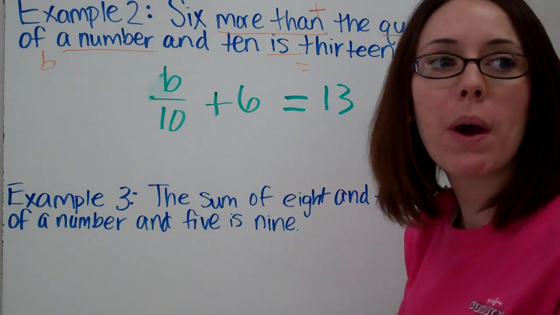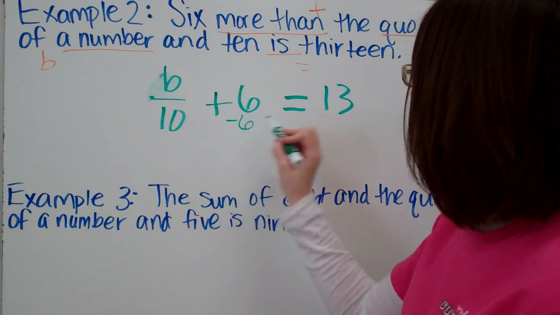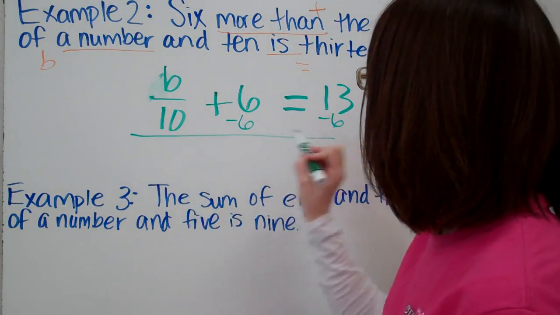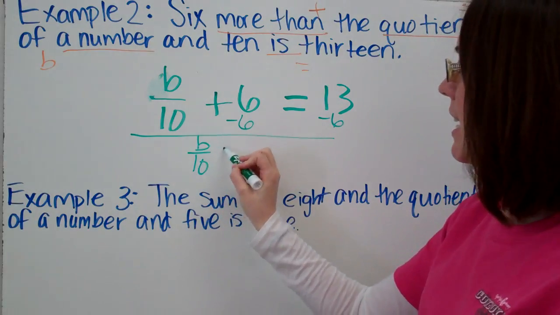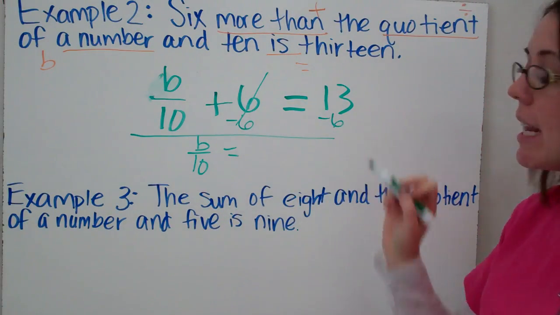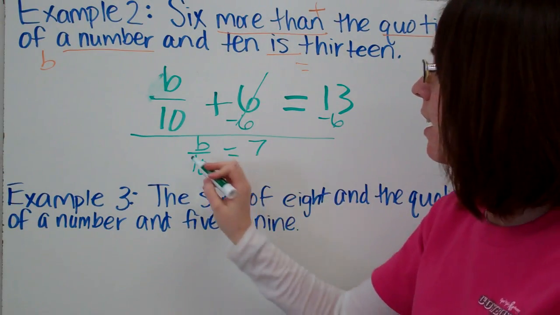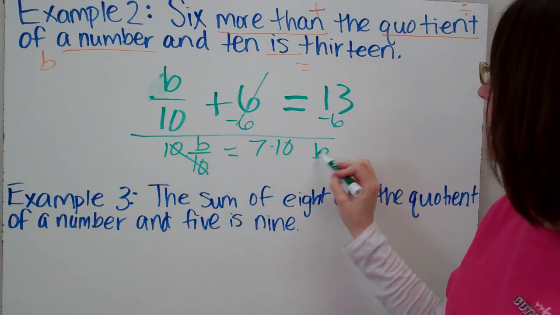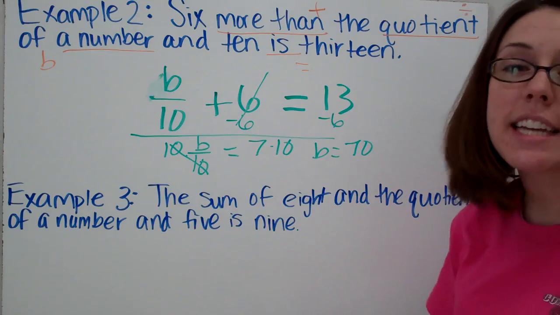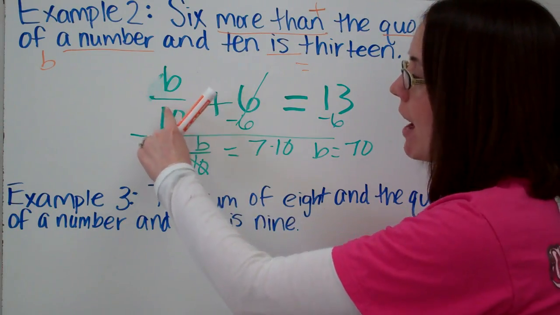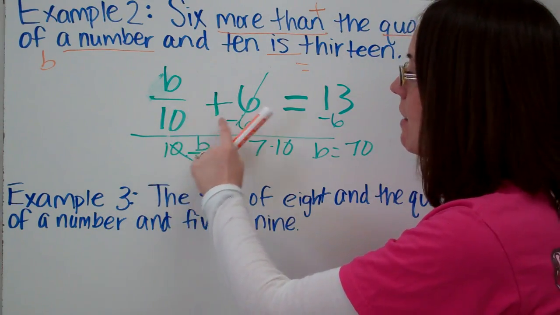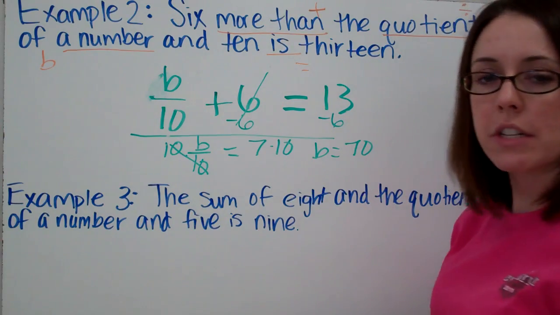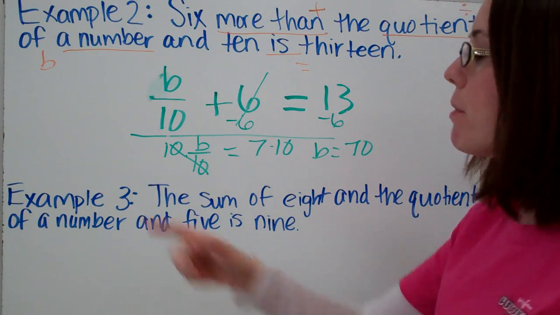This is a two-step equation, so let's solve. Subtract 6 from both sides. You're left with B over 10 equals 13 minus 6 is 7. Multiply by 10 on both sides. You're left with B equals 70. Let's check ourselves. 70 divided by 10 is 7, and 7 plus 6 does give us 13. We are correct.